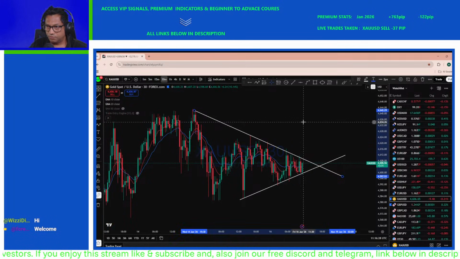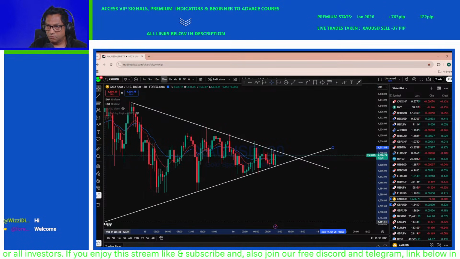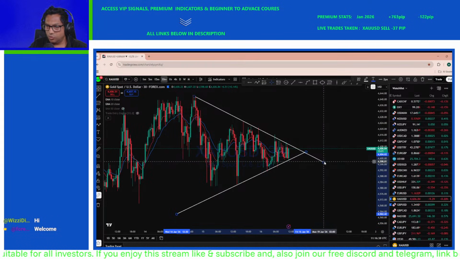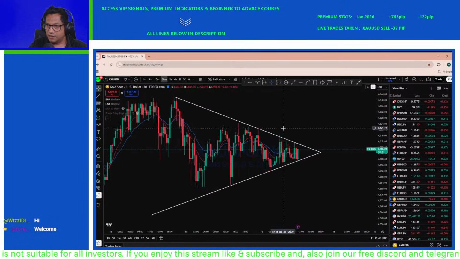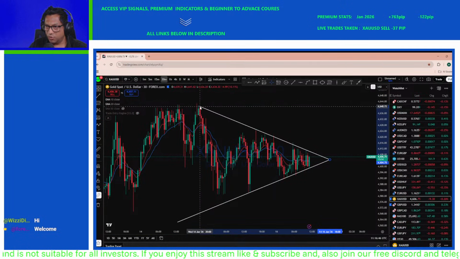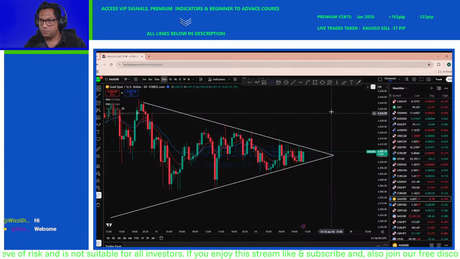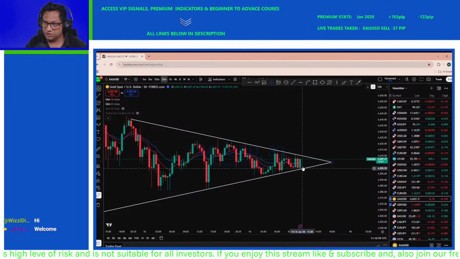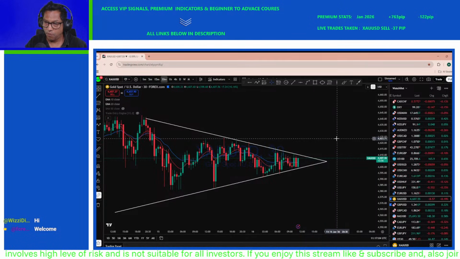So, look at this lower time frame market structure here. With this lower time frame market structure, the market is pretty sideways at the moment. In that sideways market, we would like to see the market eventually breaking out of that level.